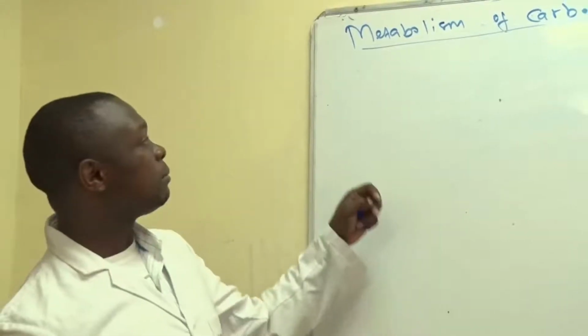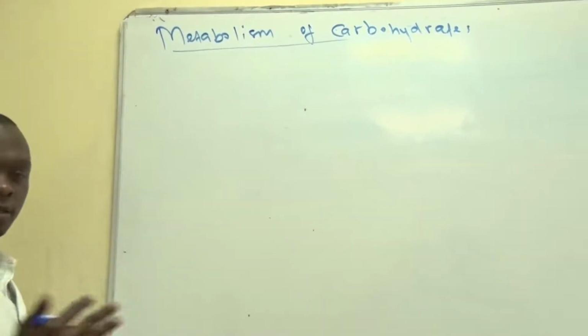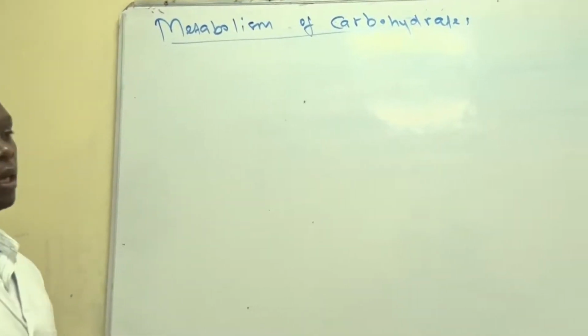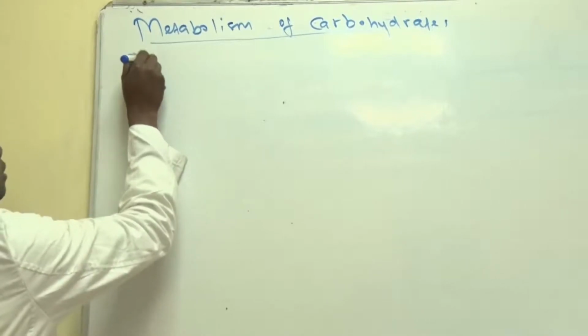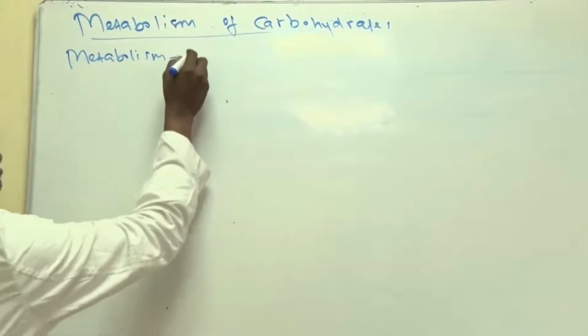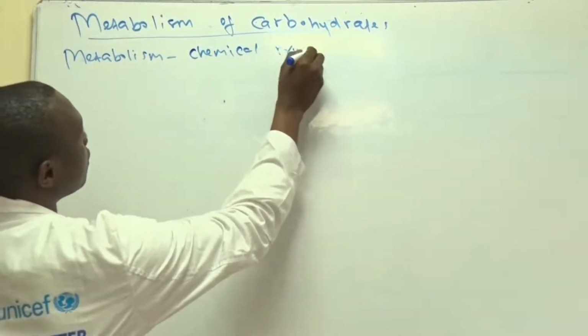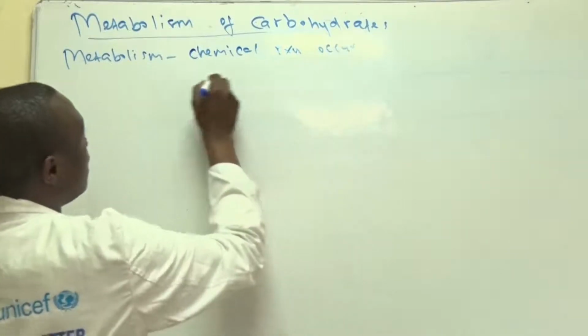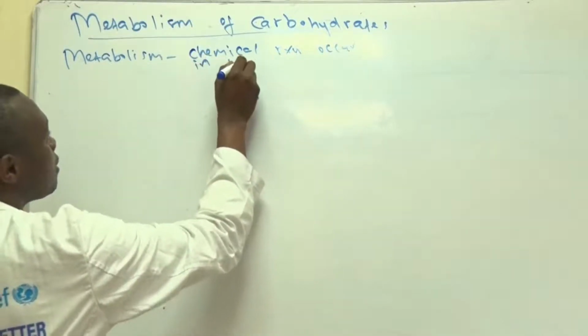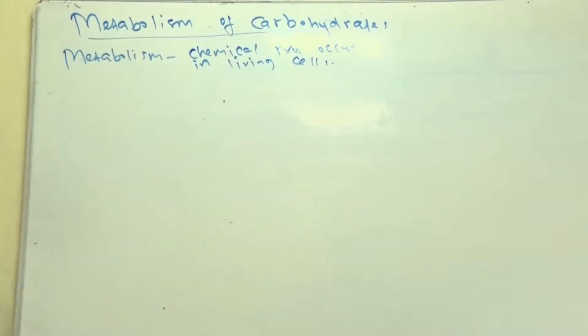Okay, let's now look at metabolism of carbohydrates. How are the carbohydrates metabolized? Now, you must first know what you mean by metabolism. Metabolism is a chemical reaction that occurs in living cells, okay?